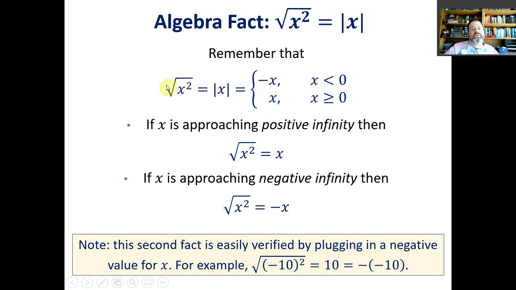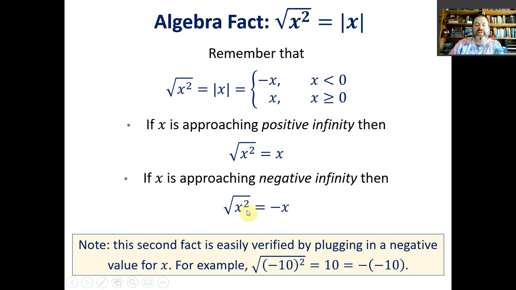look at the definition. The square root of x squared is actually negative x. So this is going to come up a lot. Maybe not on the homework, but certainly in future classes, and definitely, well, maybe not definitely on an exam, but it's certainly a possibility.